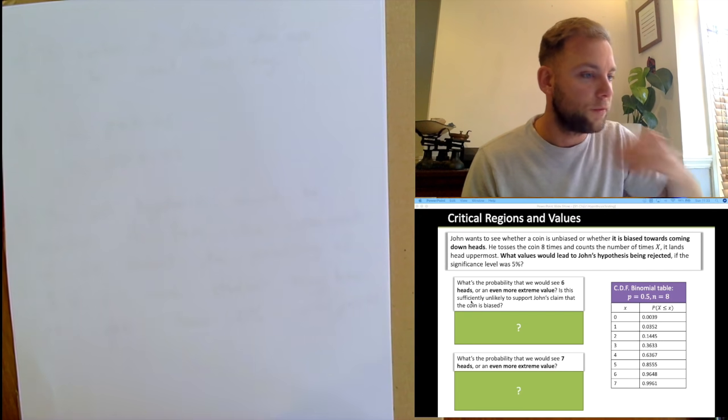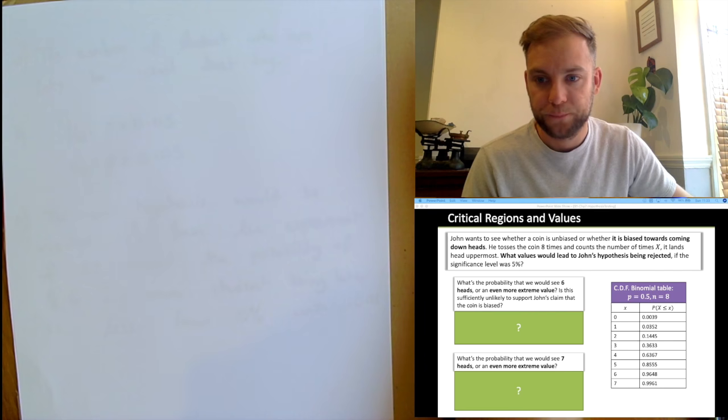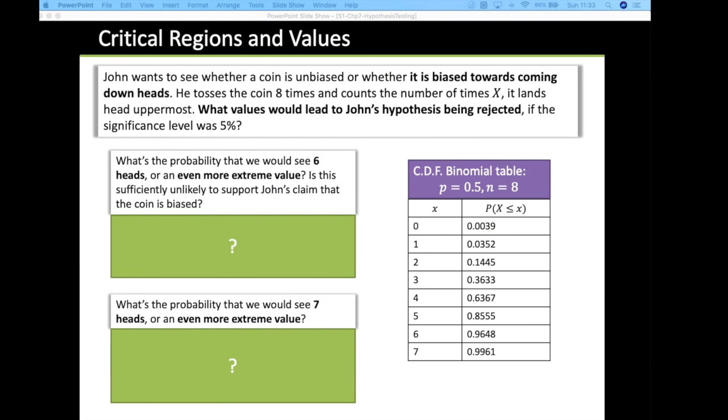So John wants to see whether, let me make this big for you so you can see it, a coin is unbiased or whether it's biased to coming down heads. He tosses the coin 8 times and counts the number of times X it lands on heads uppermost. What value would lead John's hypothesis to be rejected if the significance level was 5%?